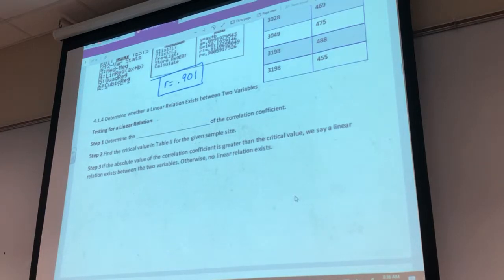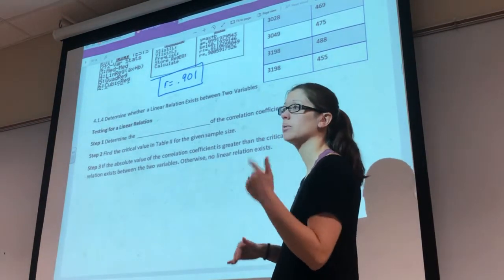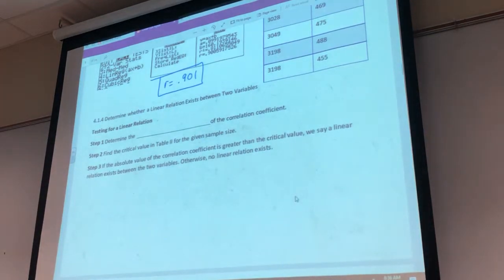This one was a stronger relationship than the other one. This one was 0.9 and the other one is 0.77. But at what point do we say it's not going to be linear anymore? We're going to have to compare the correlation coefficient to a critical value.